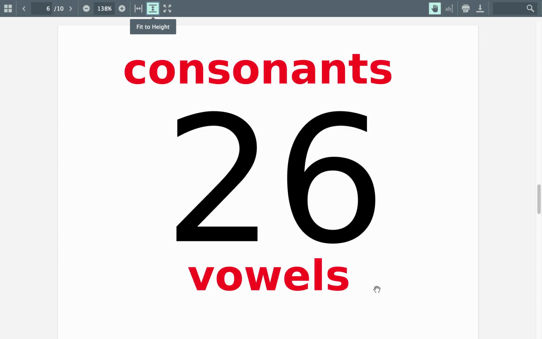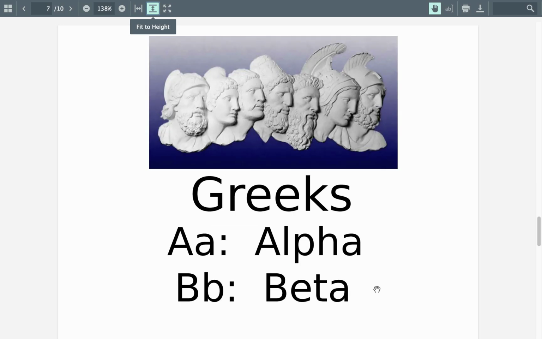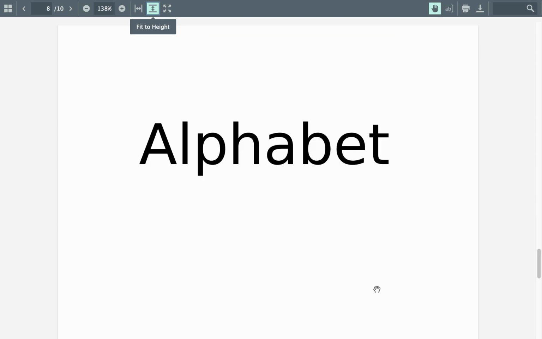Our alphabet has 26 letters, and those 26 letters are either a consonant or a vowel. The two types of letters in our alphabet are vowels and consonants. We will be learning more about these soon. The very first alphabet containing both vowels and consonants was invented by the Greeks. The Greek name for A is alpha, and the Greek name for B is beta. The word alphabet comes from the combination of those two letters, alpha and beta. All modern Western alphabets come from the Greek alphabet.